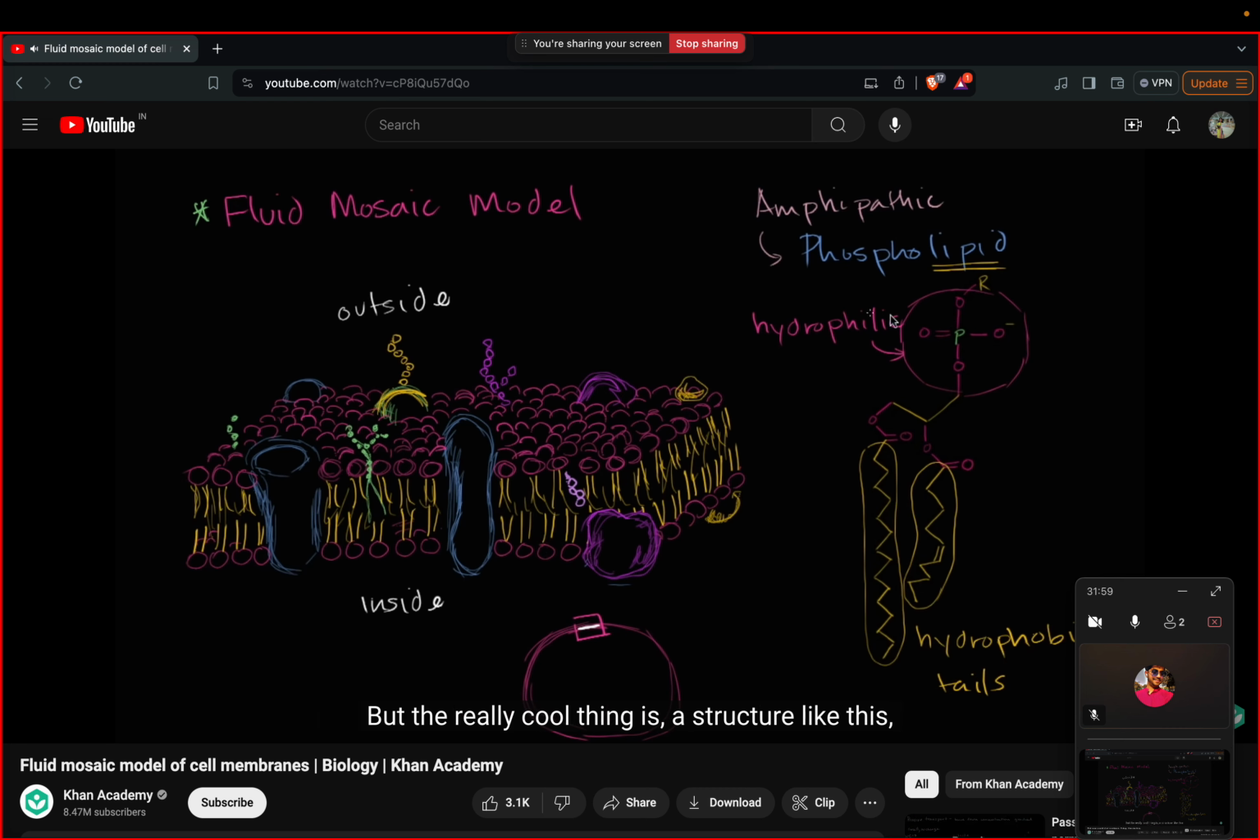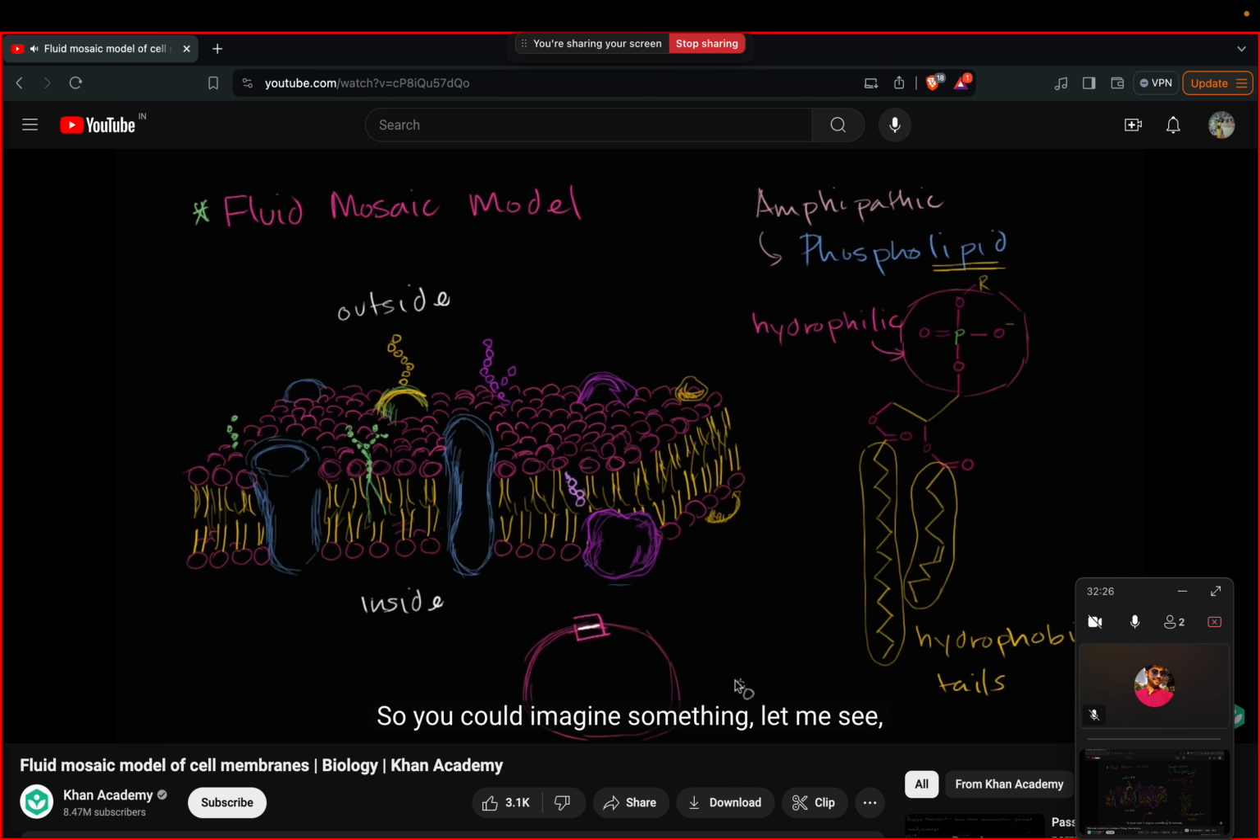But the really cool thing is a structure like this, having this amphipathic molecule, allows things like these lipid bilayers, I should say, to form. And it's actually fascinating if we think that if you go far back enough, even before life in cellular form formed, that you might have had phospholipids spontaneously forming these spheres where you have a bilayer, a lipid bilayer.